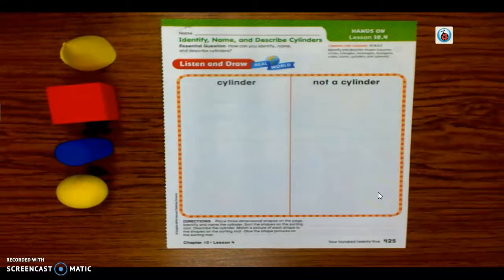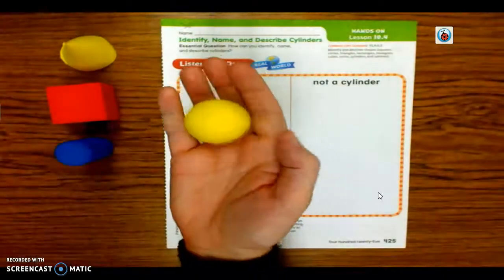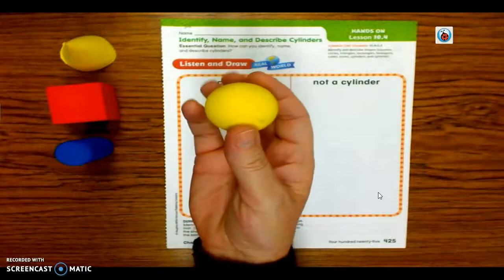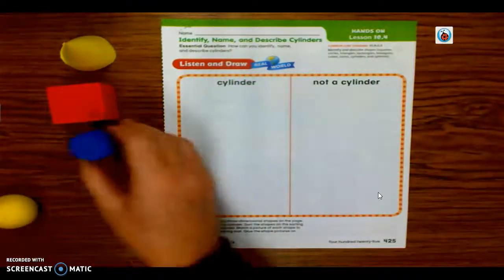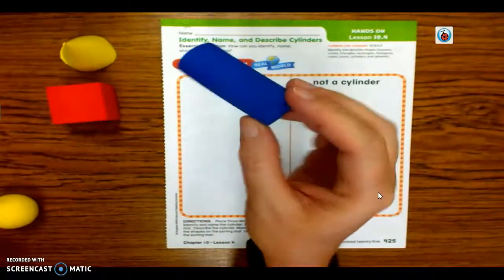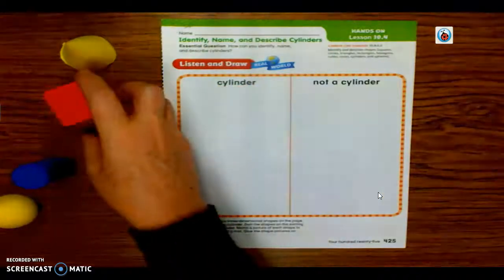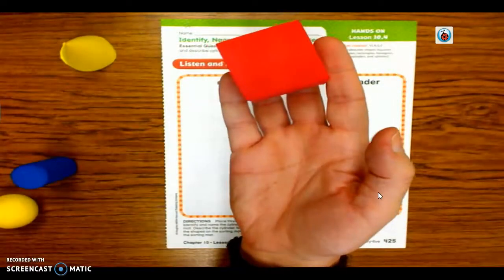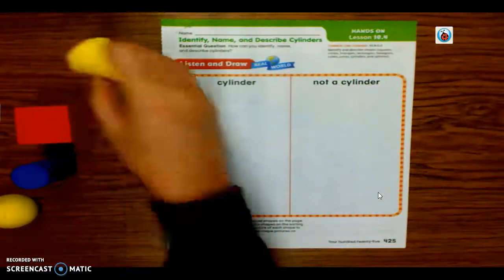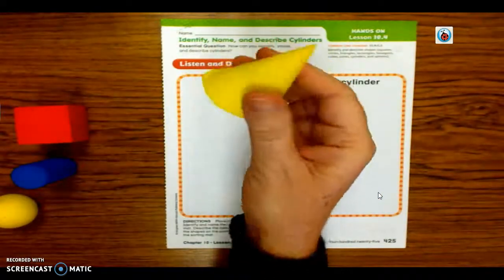Alright, boys and girls, we are ready to work with our cylinders now. So I've got my shapes out. Let's review them first. There's a sphere. Here's our cylinder, the one we're talking about today. Here is our cube. And here is our cone.